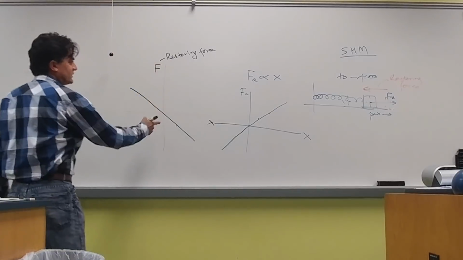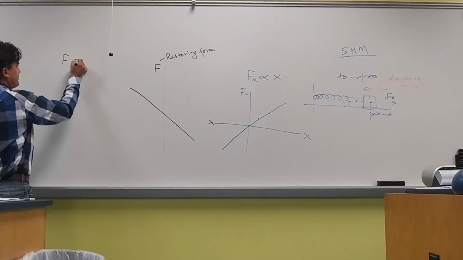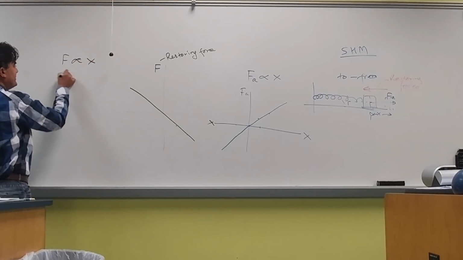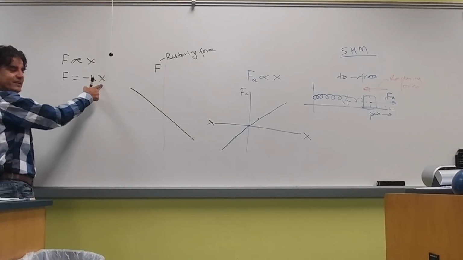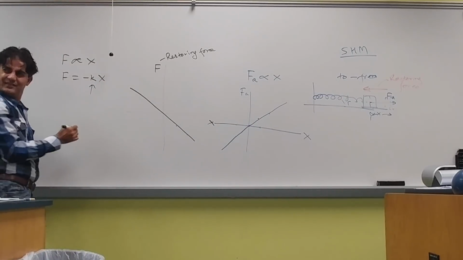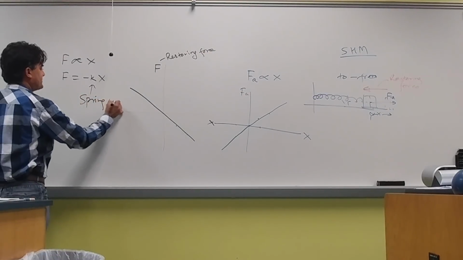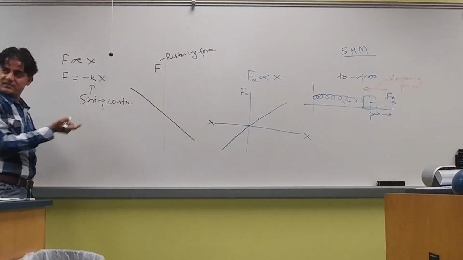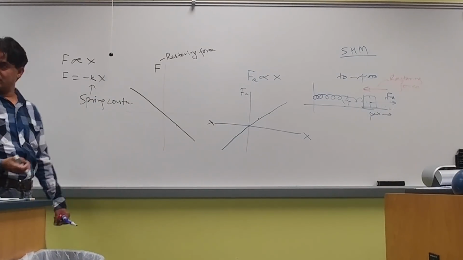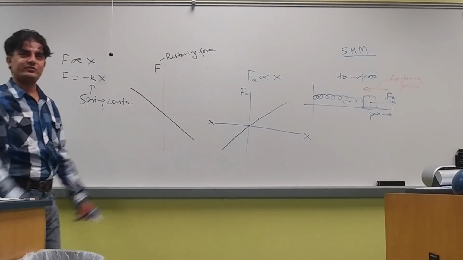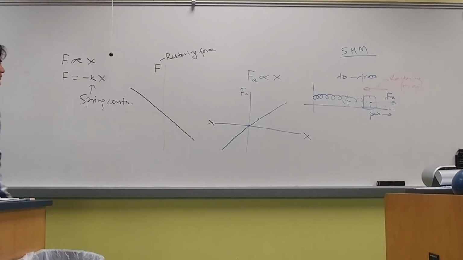So now in this equation, F is proportional to x. Now F equals negative something, because this will be in the opposite direction of x. And this is called what? The spring constant. Spring constant, very good. Also called the force constant. Now this is actually Hooke's law: the restoring force is directly proportional to the displacement.